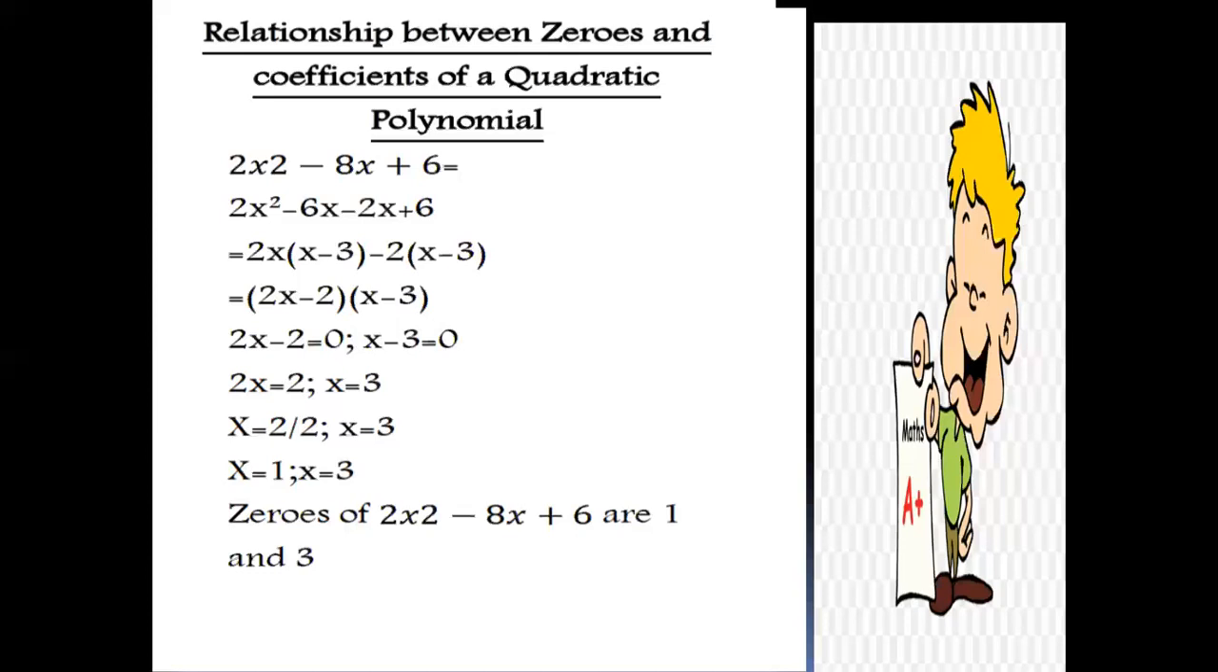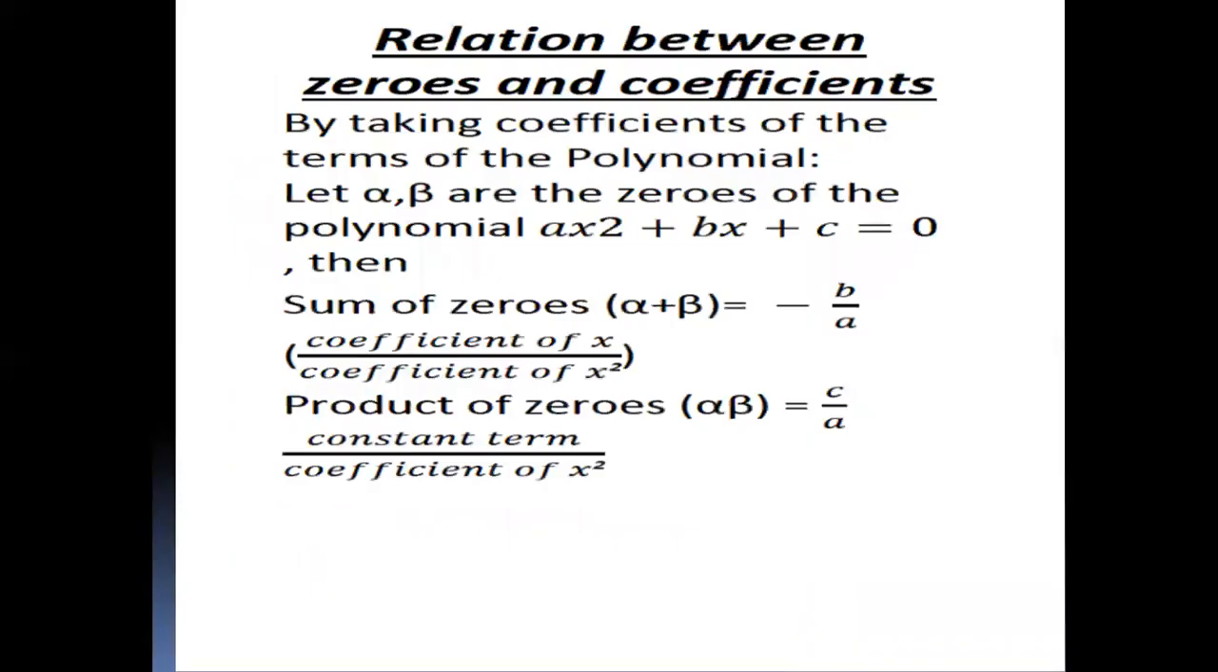Now, let us find the coefficients of the same polynomial. Before that, first, what is the formula relating the coefficients of the given polynomial to its zeros? We'll assume that alpha and beta are the zeros of the polynomial ax square plus bx plus c. Already we have discussed that ax square plus bx plus c is the general form of a quadratic polynomial.